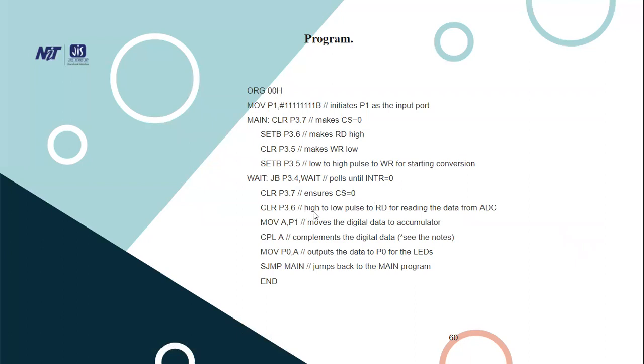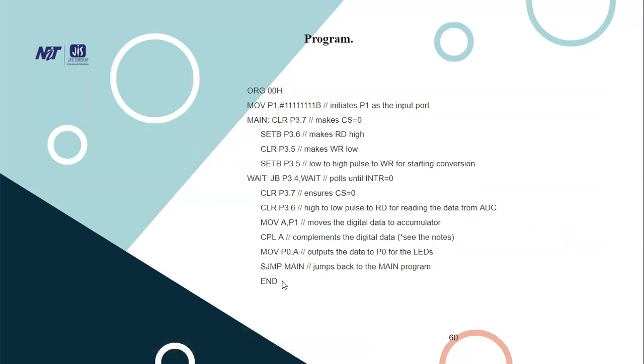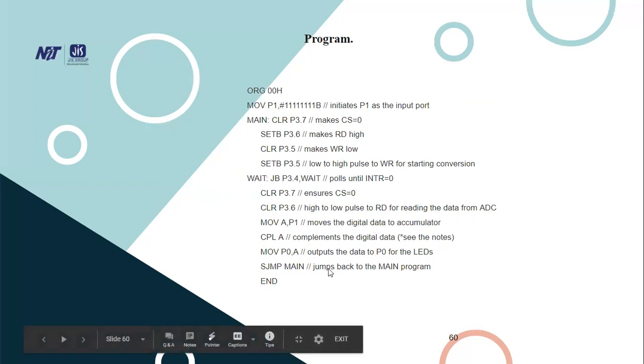CLR P3.6 takes the pin from high to low for the RD pin, to read the data from the ADC. MOV A, P1 moves the digital data to the accumulator. CPL A complements the digital data. MOV P0, A outputs the data to P0 for the LEDs. SJMP main jumps back to the main program. End.